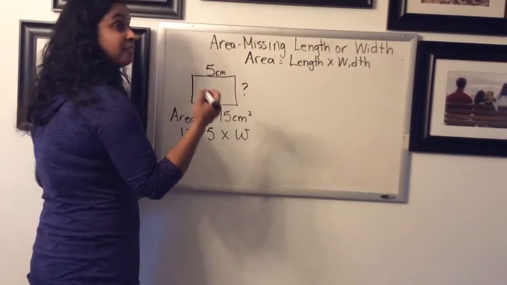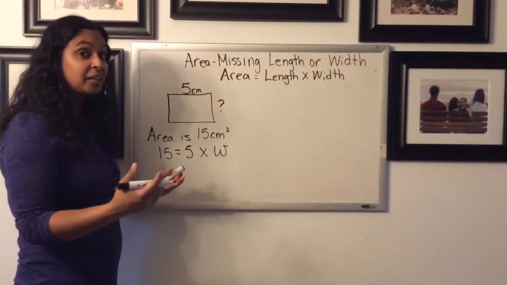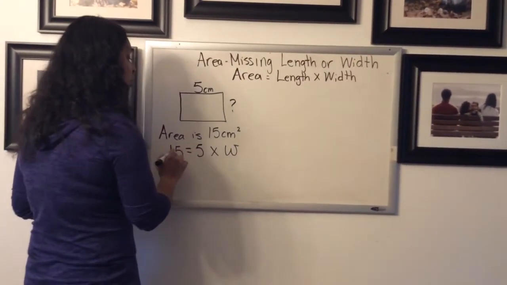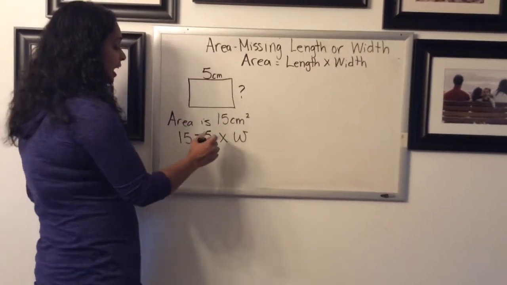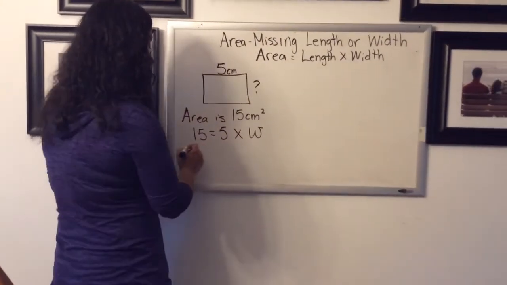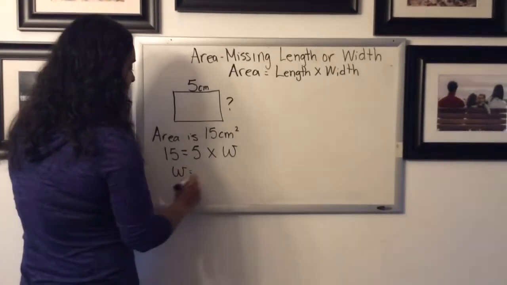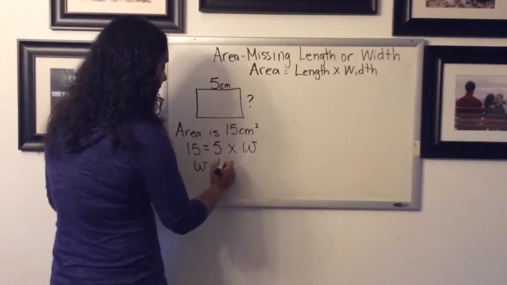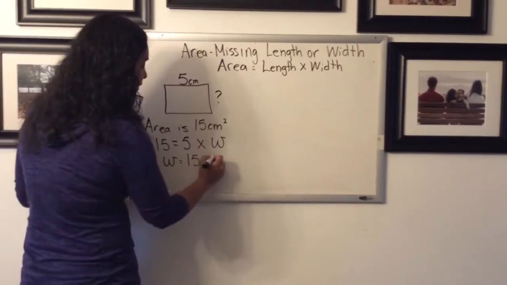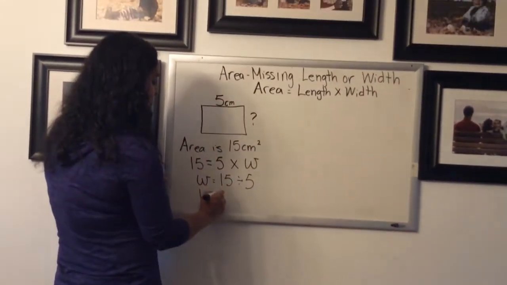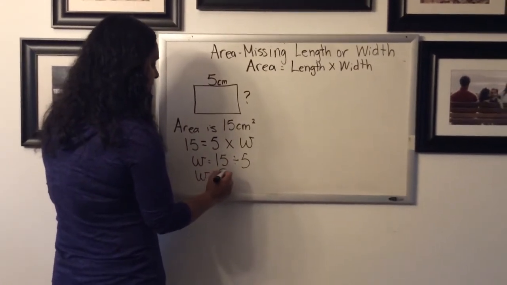Well, we know that in a fact family, the same 3 numbers are used. So I'm going to now change this into a division problem so that I can use a fact family to help me. So to find W, I'm going to use 15 and divide it by 5 and use my fact family. So that means that the width is 3.